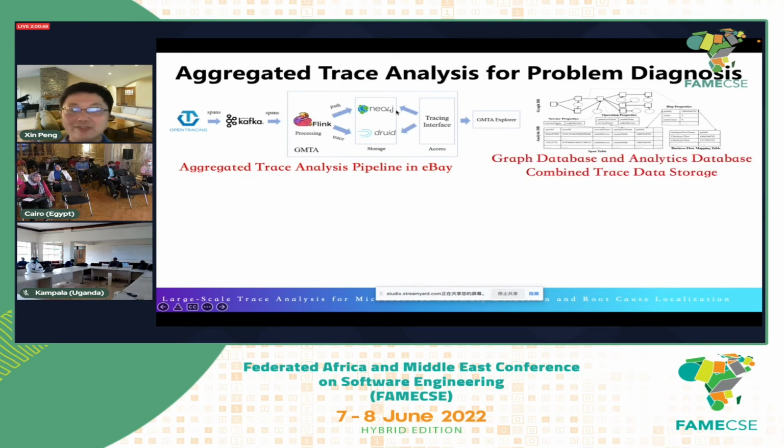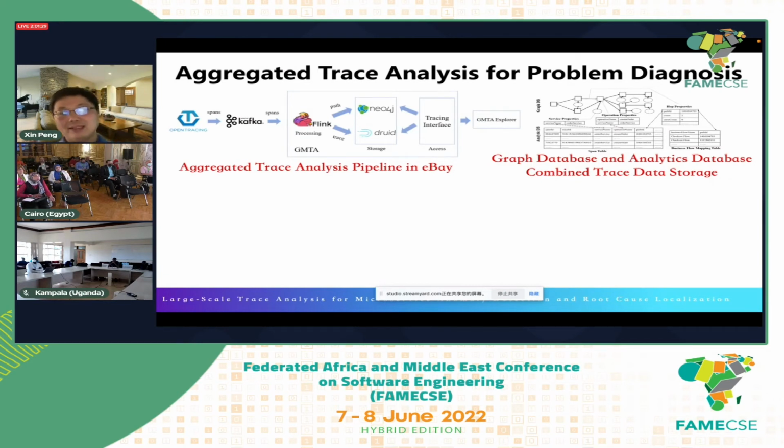One is Neo4j. Neo4j is a graph database, and Jude is a kind of analytics database. I think a key here is the combination of the graph database and the analytical database, because in some cases we need to do some graph queries. For example, one engineer will say, I want to check all the traces that pass these two services. This kind of query can be efficiently handled by a graph database.